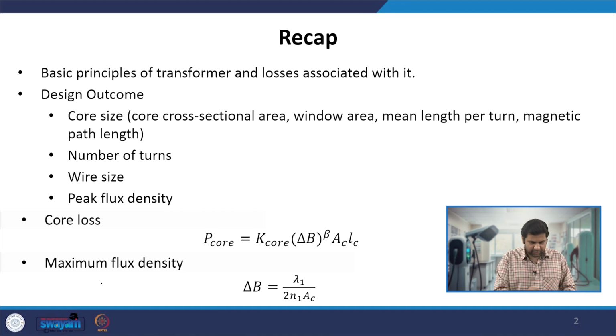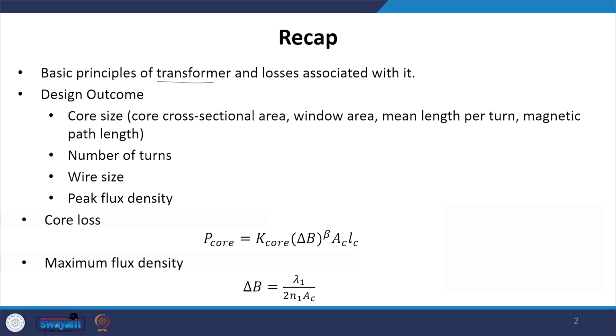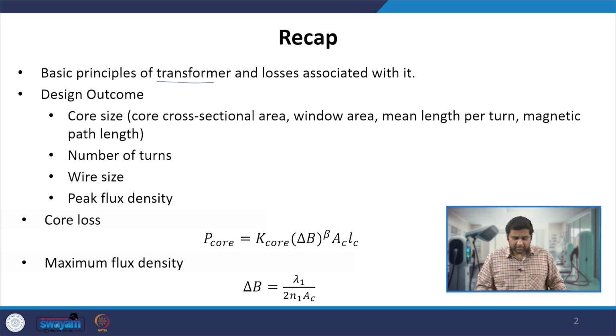In the last lecture we saw different basic principles related to the transformer, some of the basic principles which help us in defining the different parameters used for physically realizing the transformer. Then we saw the losses associated with it.